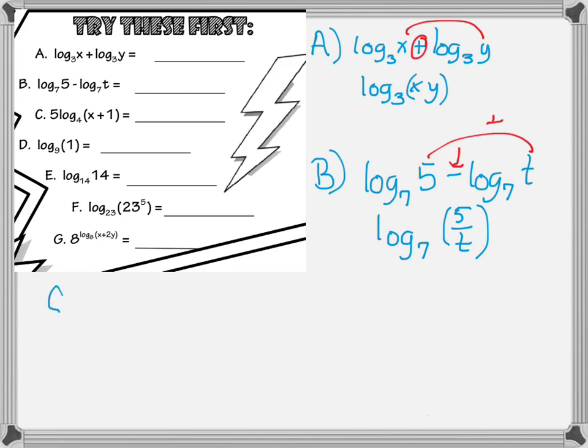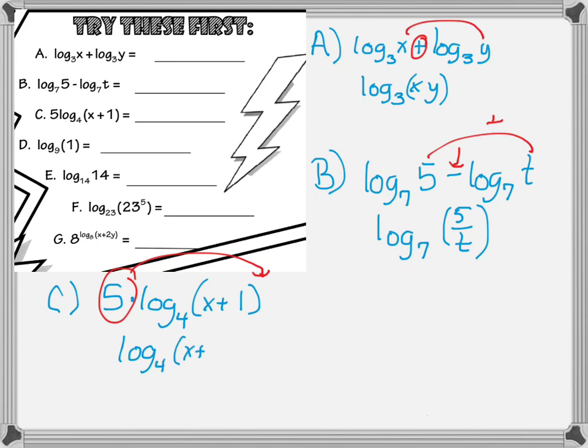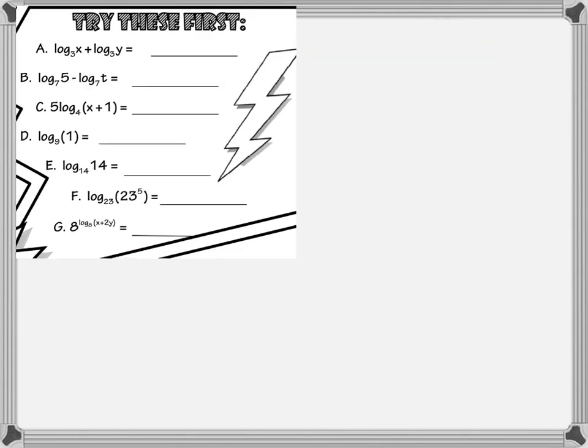C. I have 5 times log base 4 of x plus 1. So that 5 will come up as my exponent. So log base 4 of x plus 1 raised to the 5th power. Let's look at D through G.